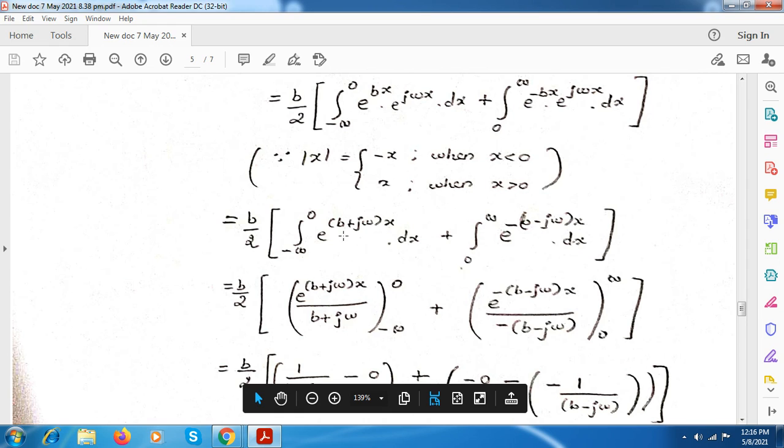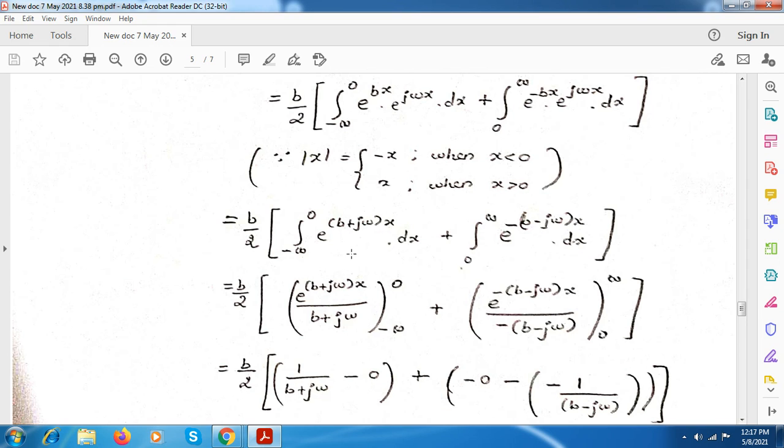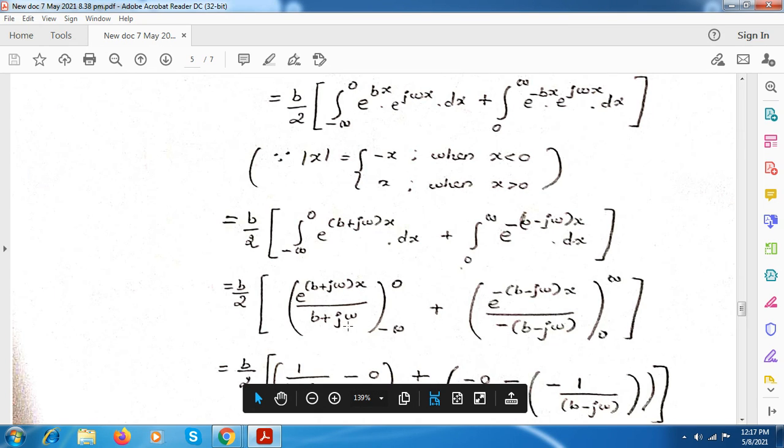Here it is of the form e raised to ax. So integration of e raised to ax will be e raised to ax divided by a. So here instead of a we have b plus j omega, so it will be divided by b plus j omega. Here we have minus sign, so it will be minus of b minus j omega.